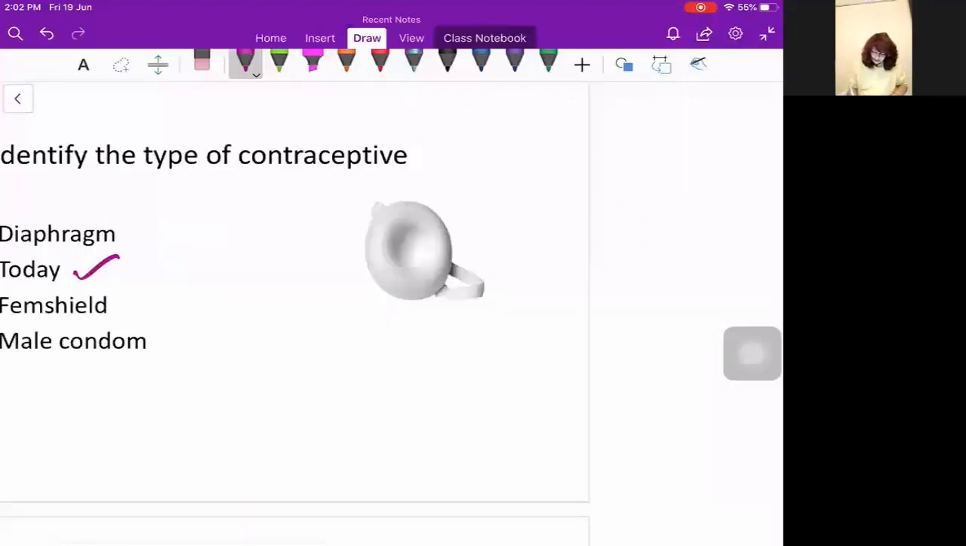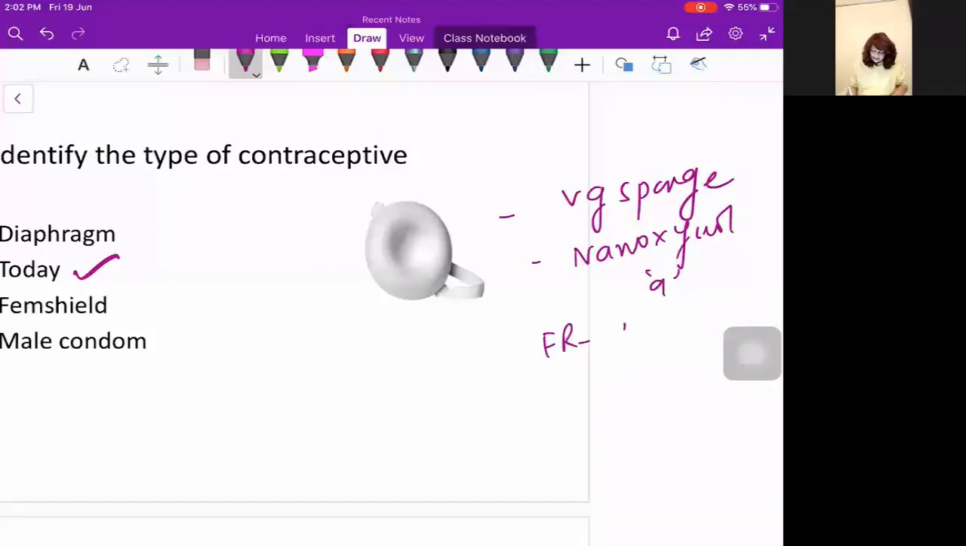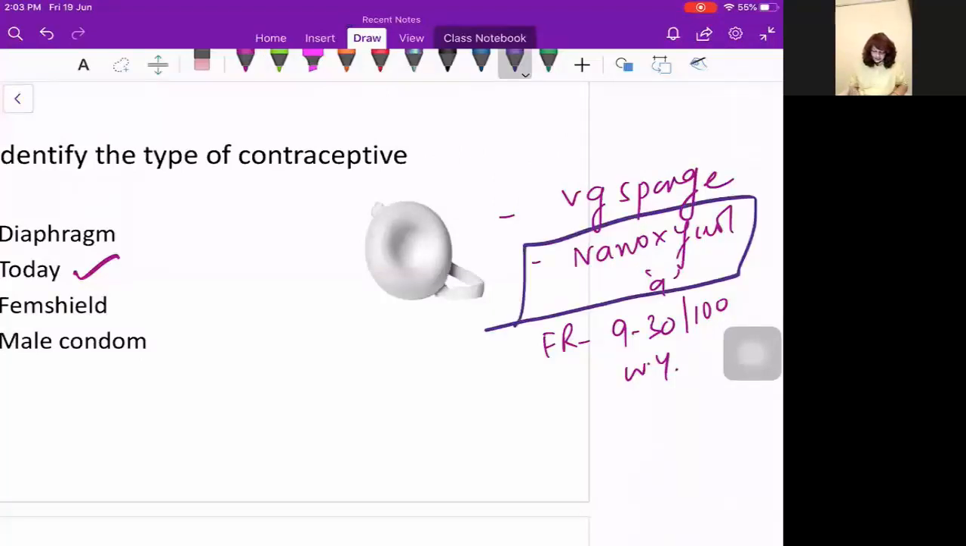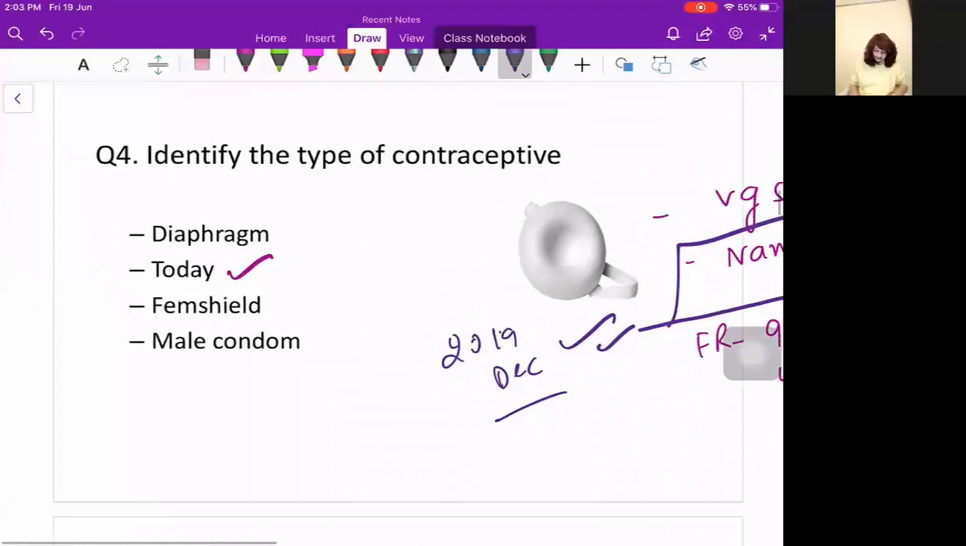So today is a vaginal sponge which releases a spermicidal agent nonoxynol 9, and the failure rate is 9 to 30 per 100 women year. So there was a recently asked question in FMG exam, what spermicidal agent today releases? So answer, it releases nonoxynol 9.